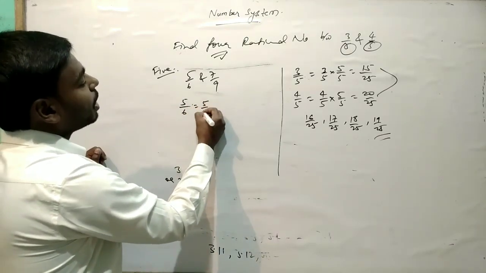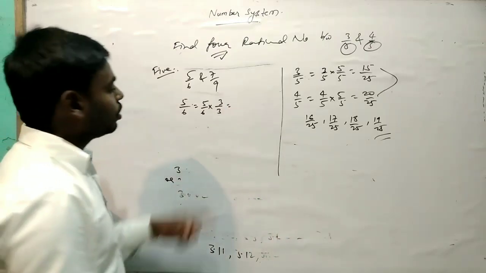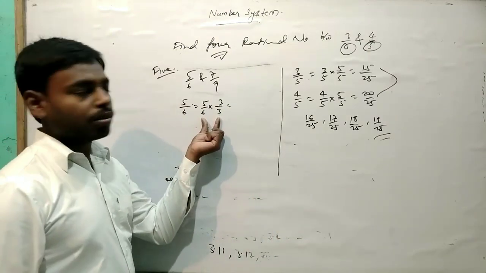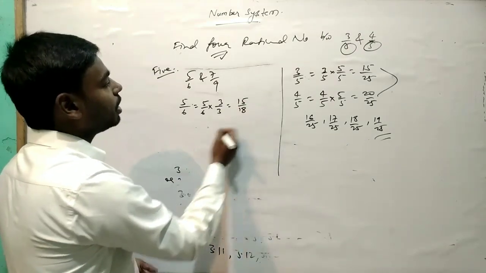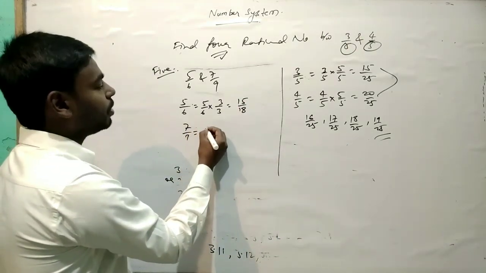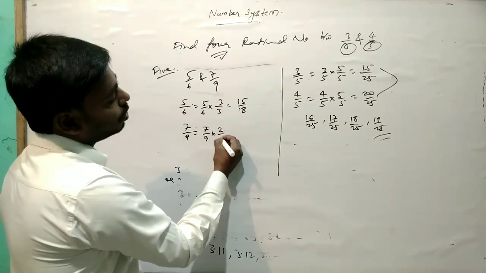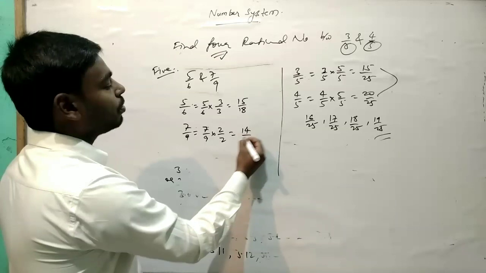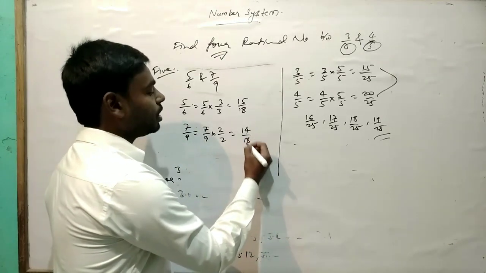So we have to multiply here by 3 by 3 to make the denominator of this fraction 18, that is 15 by 18. And 7 by 9, we have to multiply by which number? 2 by 2, because we have to get 18.